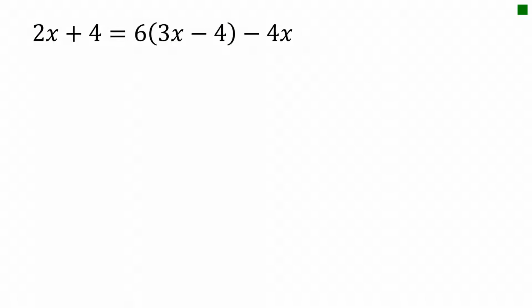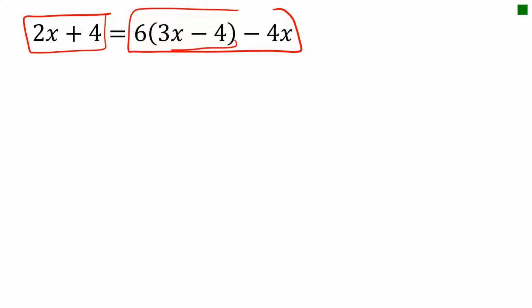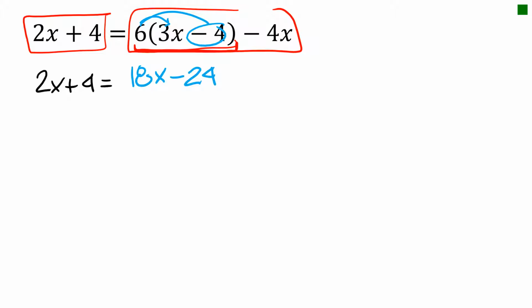One more slide, and it's a mess. Left-hand side, happy, happy, joy, joy, nothing to do there. Right-hand side, do you see the distributive property right here? So on the left, I've got 2x plus 4. On the right-hand side, 6 times 3x is 18x. 6 times negative 4 is negative 24. And I still have minus 4x.